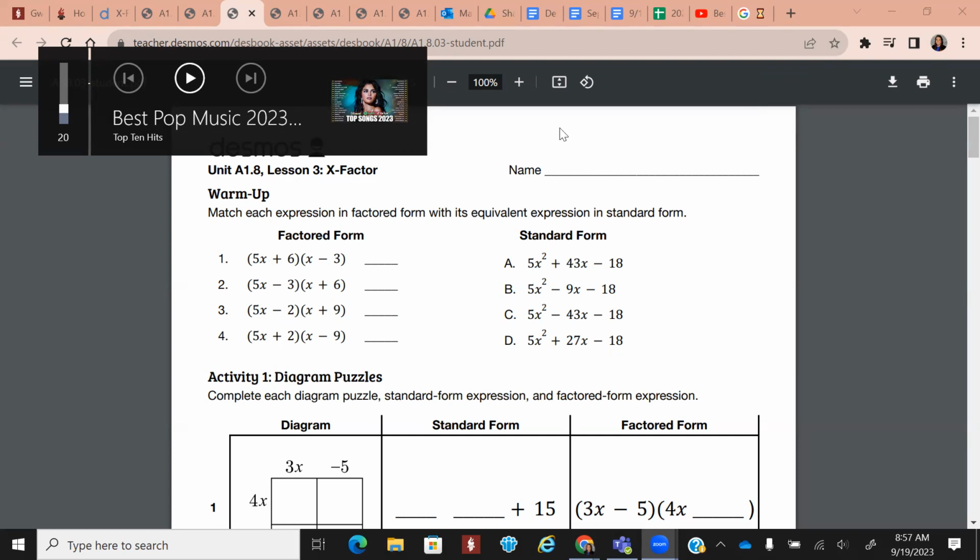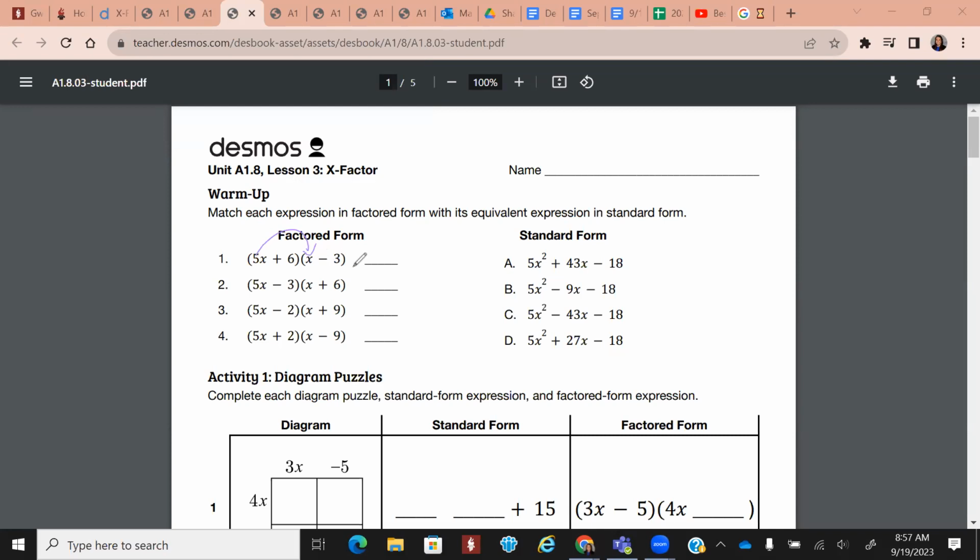On this first one, what's happening is we're multiplying. So if I do 5x times x, that would give me 5x squared. If I do 5x times negative 3, that's going to give me negative 15x. If I do 6 times x, that's going to give me 6x. And 6 times negative 3 is going to give me negative 18. I'm going to combine my like terms. And so negative 15 plus 6 is going to give me negative 9x. So this will have an answer of B.